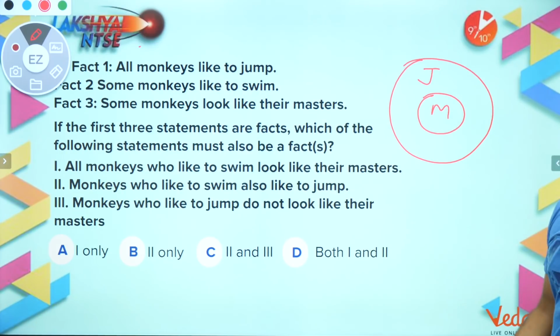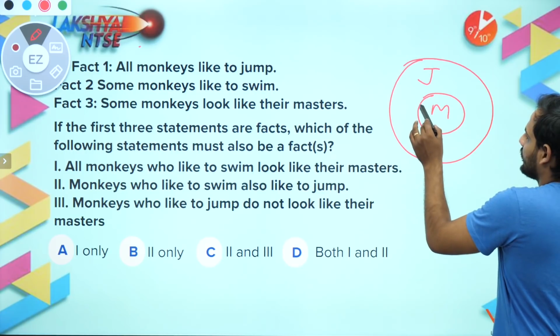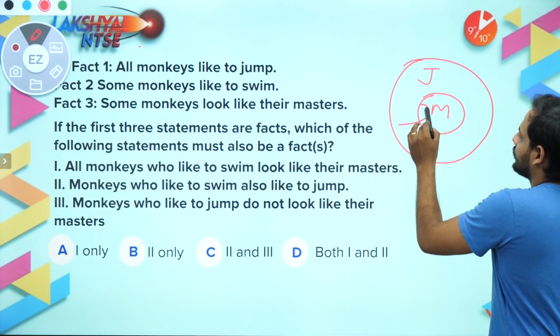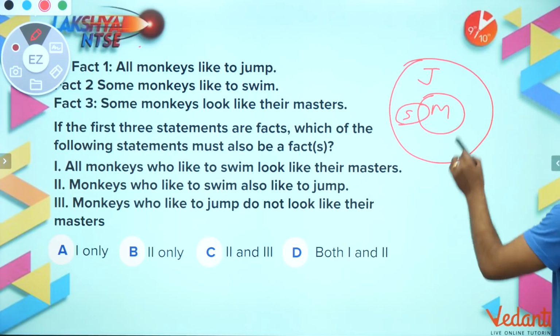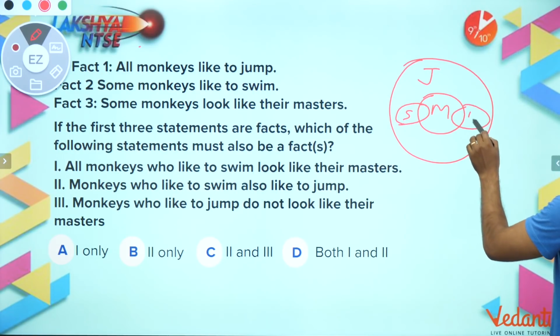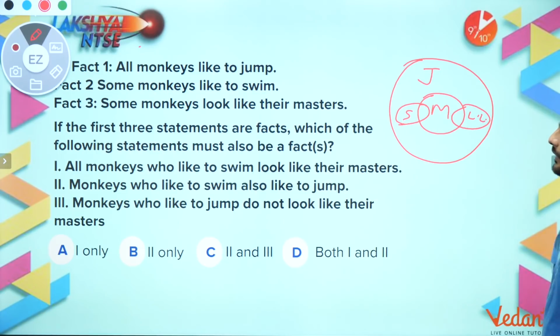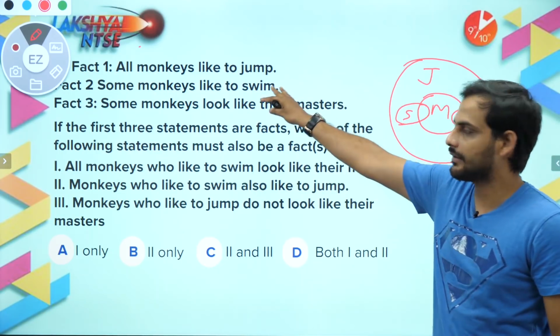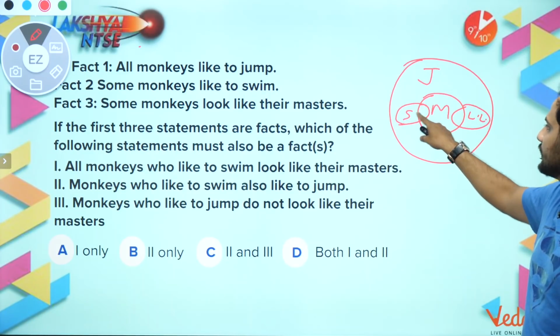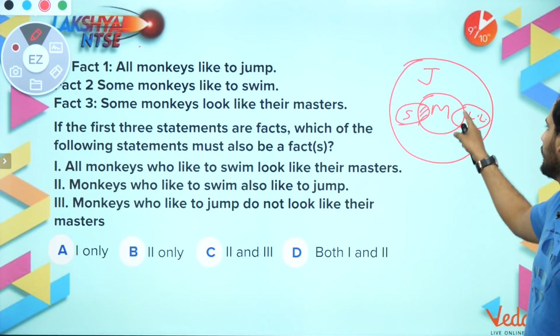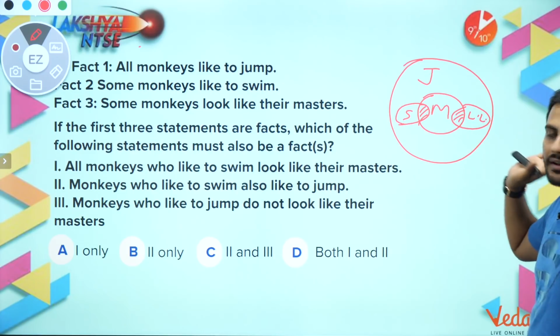Some monkeys like to swim. So let us say some monkeys here like to swim. And some monkeys look like their masters. Now, this is the Venn diagram we have got from the given facts. All monkeys like to jump, yes, you can see. Some monkeys like to swim, yes, we can see here. And some monkeys look like their master, yes, we can see here.